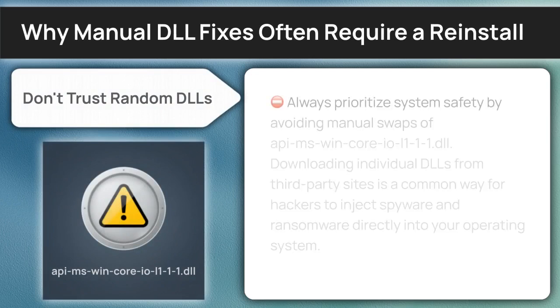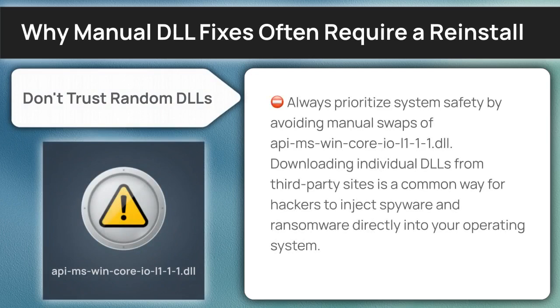Be aware that manual interventions for the WinCore IO library version 11 DLL often create secondary conflicts. Using an incorrect file version can cause cascading application crashes, making your workstation significantly less stable than before.